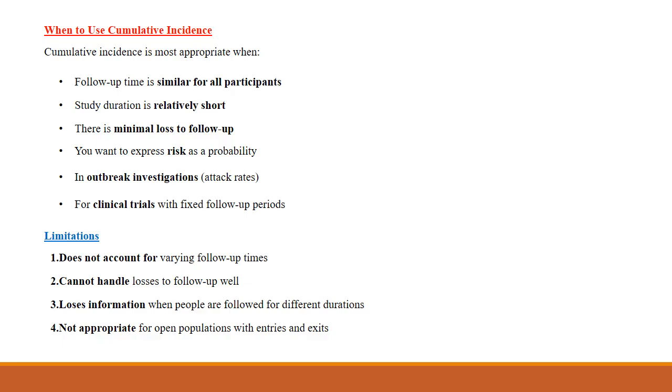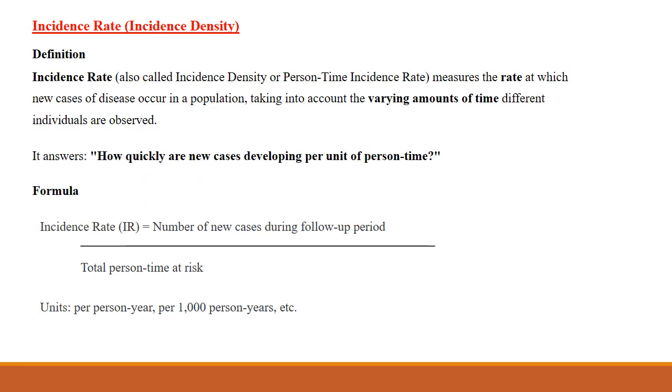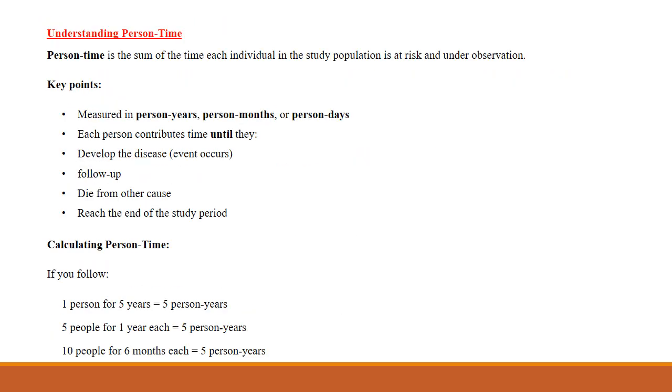It cannot handle losses to follow-up well. It loses information when people are followed for different durations. That is the thing. It is not appropriate for an open population with entries and exits, because we consider only a specific type of population during a specific time and a specific incidence rate. If some people do not follow the strict plan of follow-up times, then we can calculate the incidence rate.